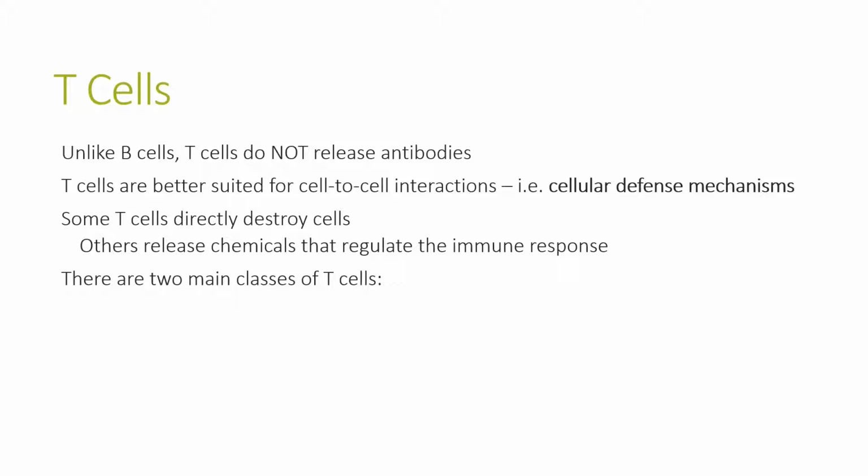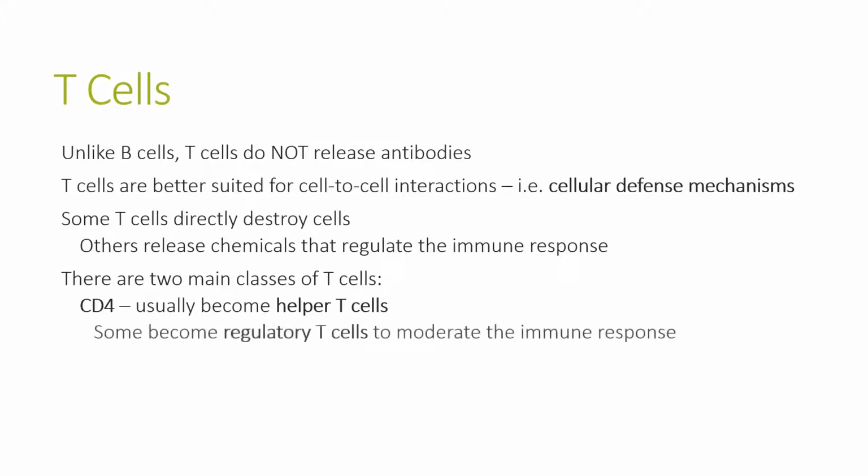There are two main classes of T cells. There are T cells that get activated from what's called a CD4 kind of precursor. The CD4 is an inactive cell, but when it becomes activated, it usually forms a helper T cell. Although some CD4 cells, when activated, become regulatory T cells to help moderate the immune response.